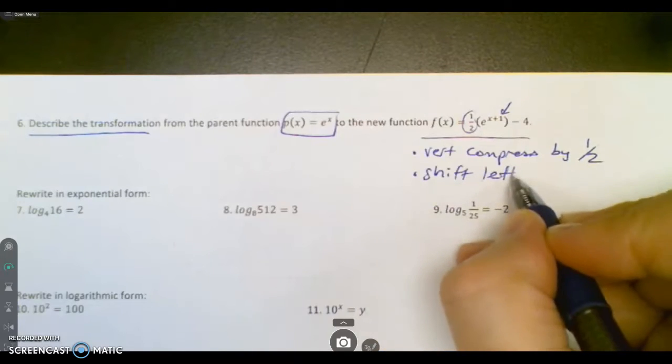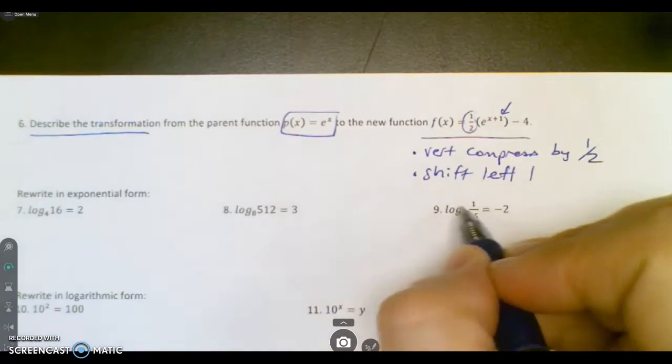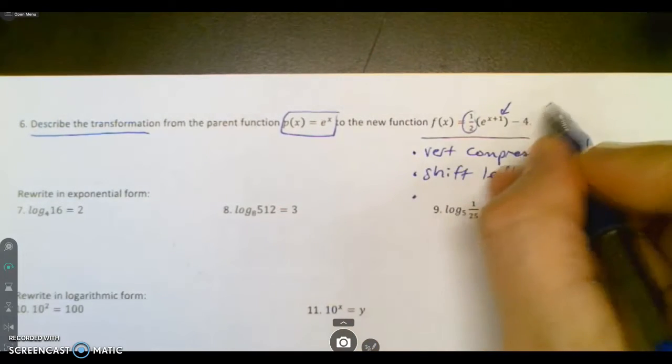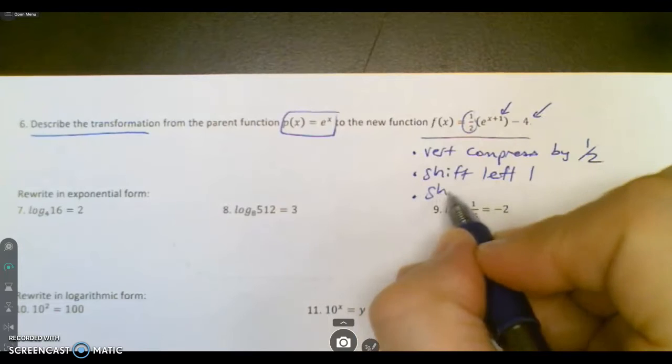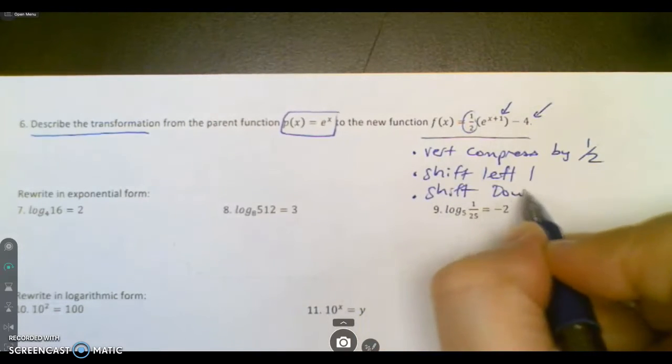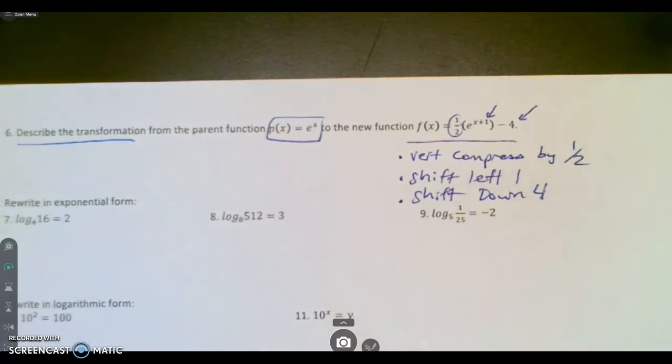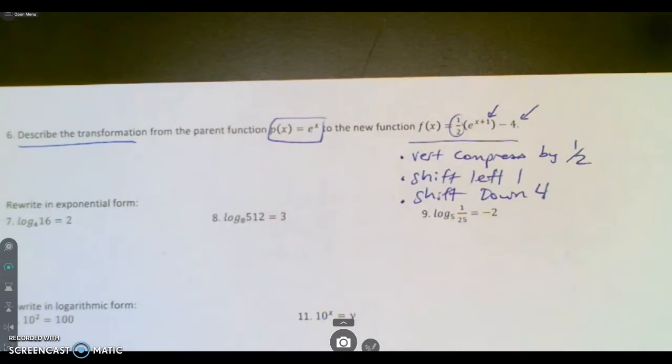The +1 up here is a shift left 1 because it does the opposite of what it looks like. The -4 back here is a shift down 4. That one doesn't lie to you. All right, and if I wanted to graph it, I could. It would have all 3 of those moves in it.